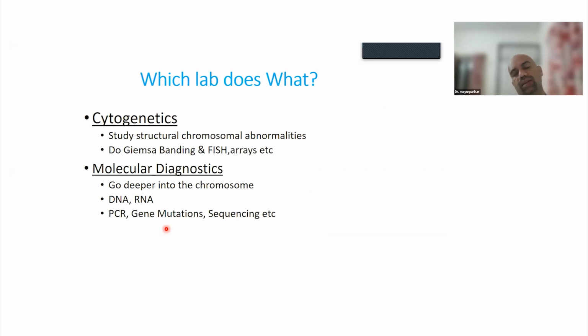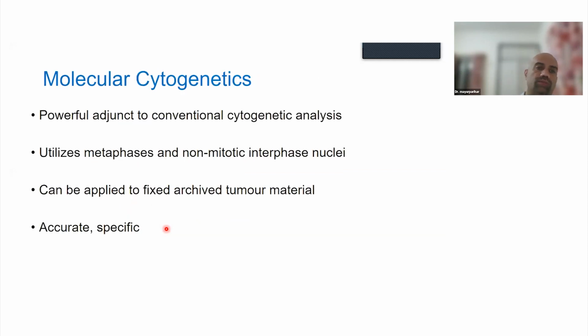Now, you must understand one basic concept: which lab does what. A cytogenetic lab studies structural chromosomal abnormalities. It does G-banding, FISH, arrays, etc. And a molecular lab actually goes deeper and looks at the nucleotides. So it does PCRs and sequencing and so on.